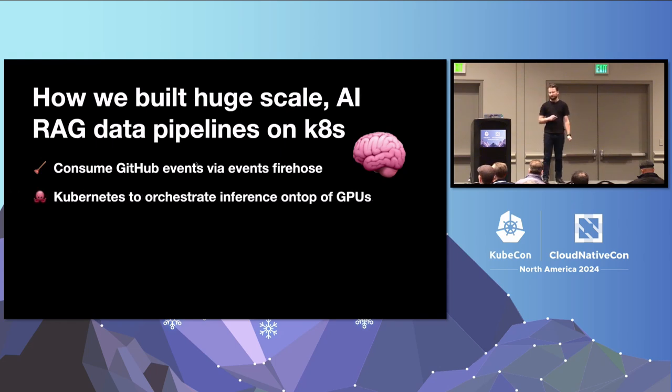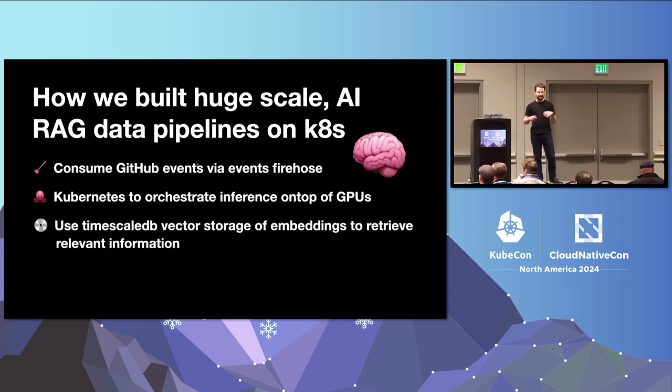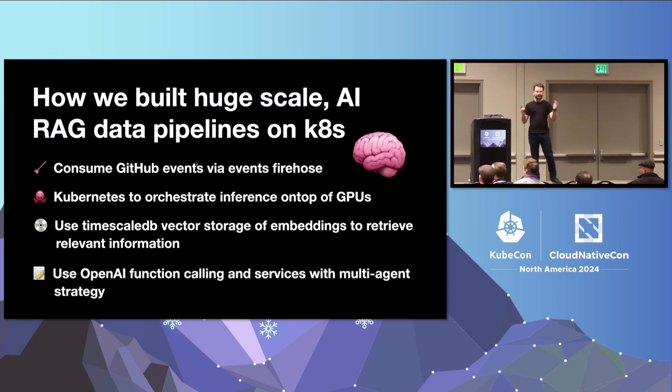So we consume that feed. We use Kubernetes to orchestrate the inference engine on top of a couple of GPUs. And then we use Timescale and pgvector to give us the embeddings to actually do vector search. And then OpenAI on the tail end of all that.